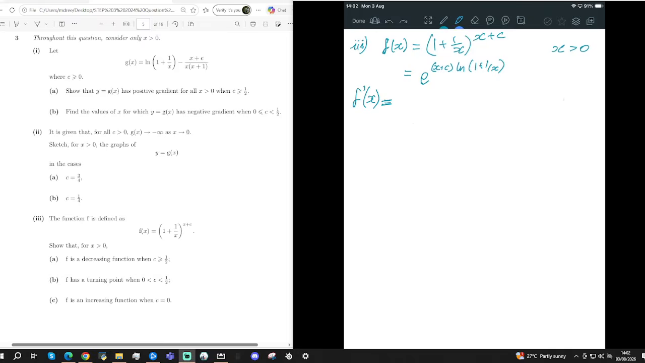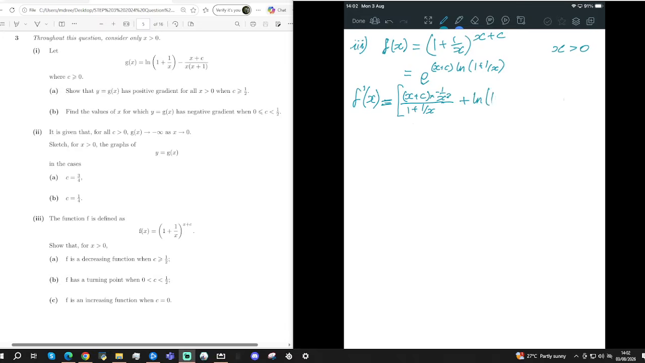So if I differentiate that, I'm going to have an x plus c times the derivative of the ln term. And we have already done that once. That gave us negative 1 over x squared on the numerator, plus the ln term times the derivative.